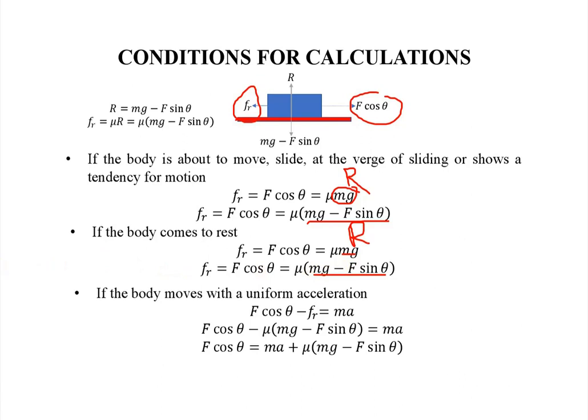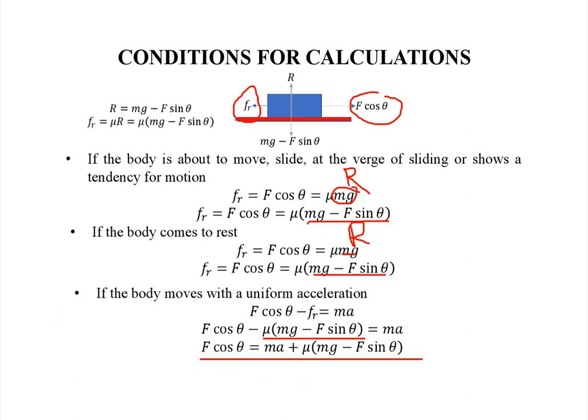Now, if the body moves with a uniform acceleration as usual, the force moving the body, which is F cos theta, minus the frictional force opposing the motion, must be equal to ma. The frictional force is defined in this case as mu into mg minus F sine theta. So put that together, we get this relationship.